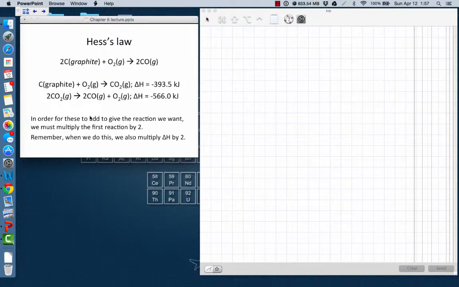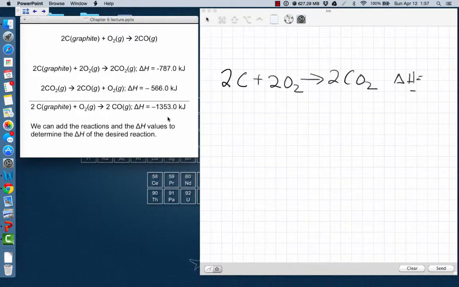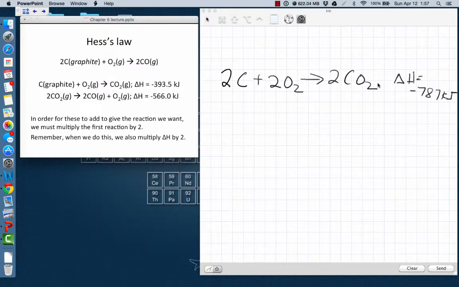Okay, so in order to do this, we have to first multiply the first reaction by 2. So we have carbon, graphite, let me write it down over here. 2 carbon, right, plus 2 O2 yields 2 CO2. Okay, now we have a delta H that is twice this. So that is minus, I forget what it is, 787? Let me see if I can go to the next page. Yeah, minus 787 kilojoules. Okay, we go back one. So now we have minus 787.